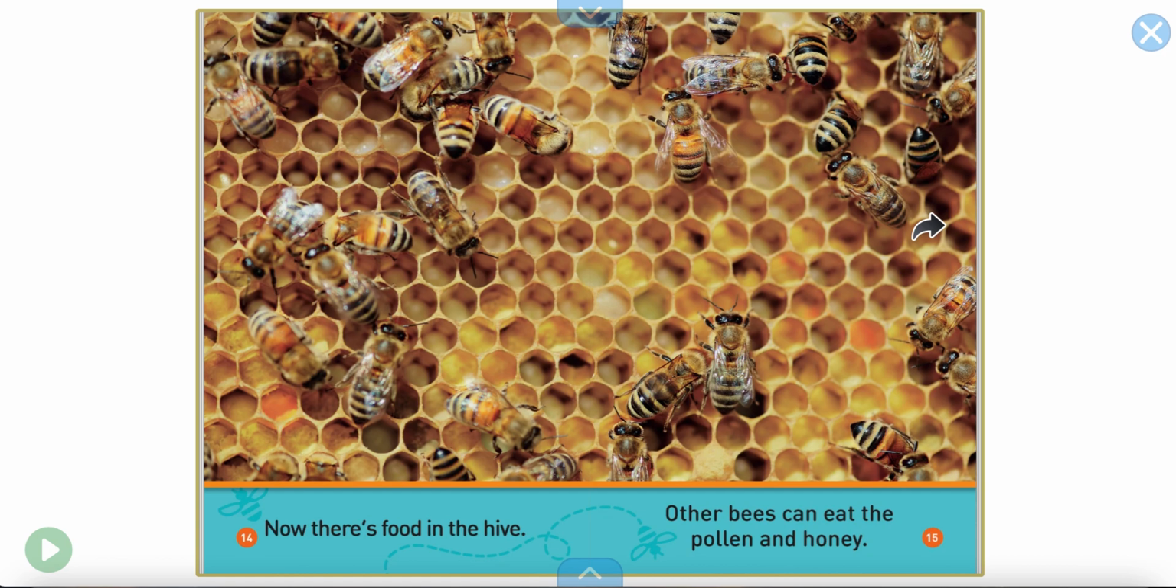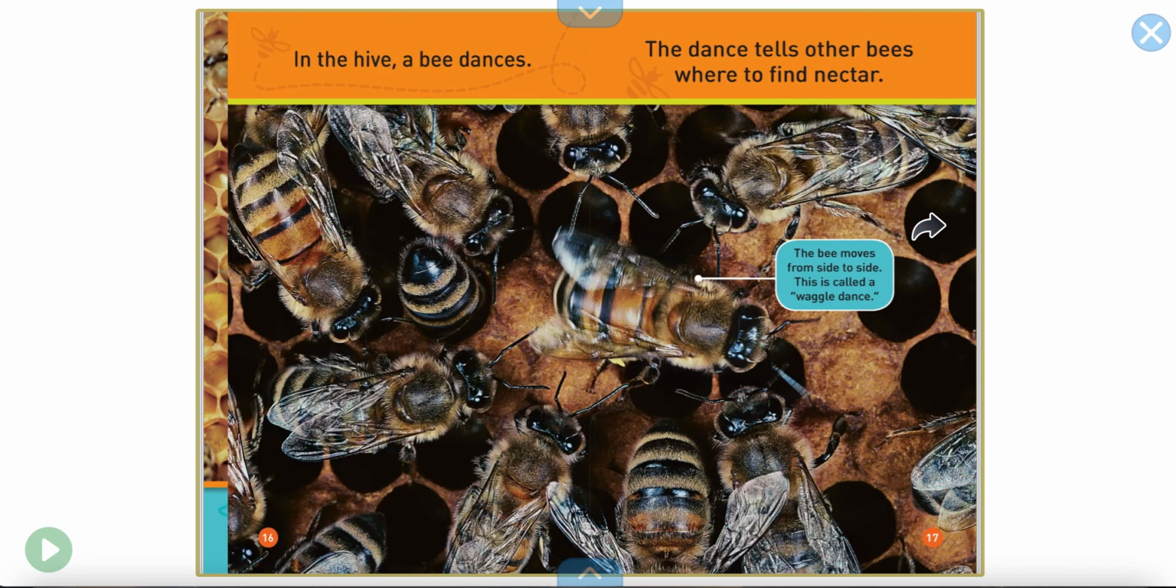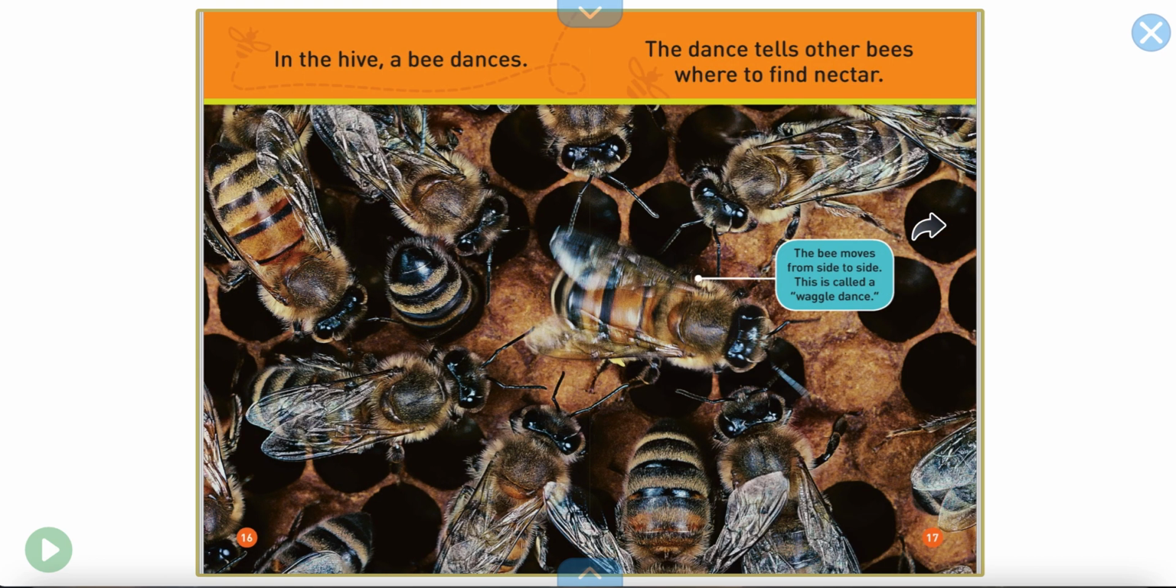Look, I'm staying here for a second so you can look at this picture. It's very cool. Are you observing? Are you watching? In the hive, a bee dances. The dance tells other bees where to find nectar. So the bee moves from side to side, and this is called a waggle dance. So you could see, even though this is a still picture, you could almost tell that their wings are moving because it's a little blurry. So he's doing, or she's doing, the little waggle dance.